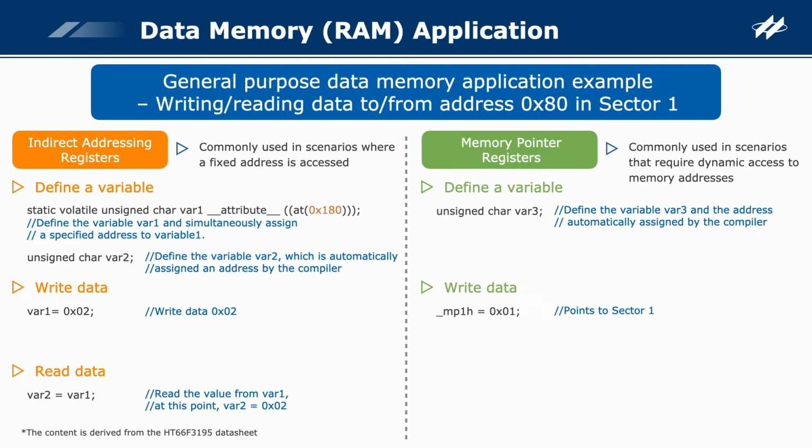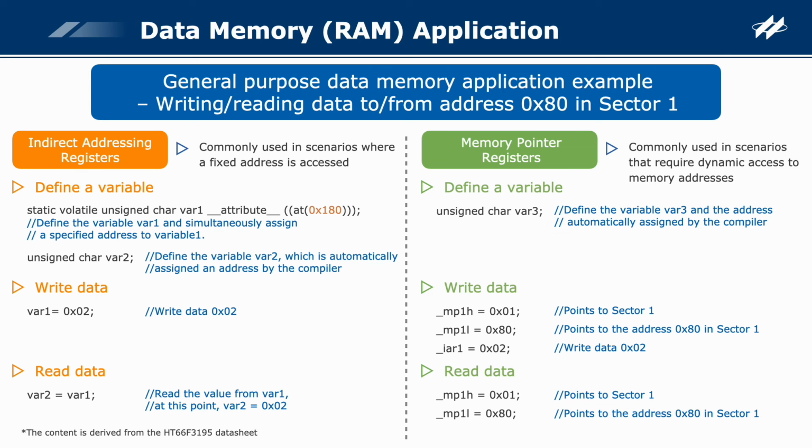First, specify sector 1 by using the MP1H register. And then specify address hex 80 in sector 1 using the MP1L register. Then, write data hex 02. How to read the data from it? First, point to the address where the data needs to be read. Then read the data. At this point, variable 3 is equal to hex 02.